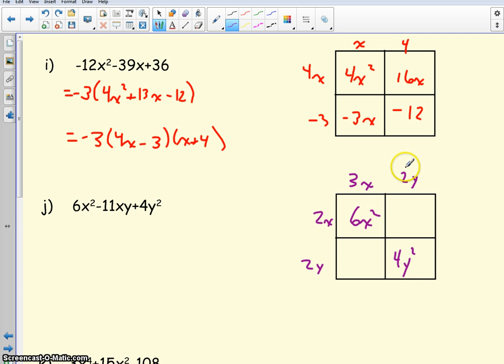Now, this one actually doesn't end up being the right answer because when you fill this in, you don't get negative 11xy. So I'm just going to undo those ones. And again, you can try different combinations. The one that does work in the end is to give you negative 4y up here and negative y down here. So to confirm, that will give me negative 3xy here and negative 8xy here. Okay, so then I have my factored form.